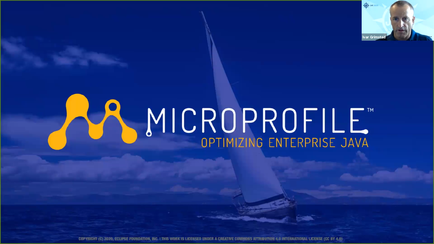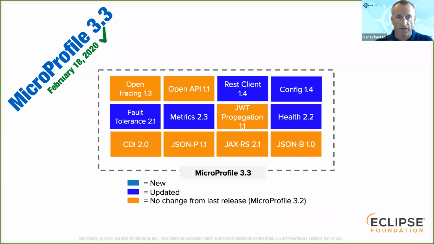This talk is about MicroProfile. MicroProfile is a set of APIs that builds on top of Java EE technologies. The Java EE technologies that MicroProfile builds on are CDI, JSON-P, JAX-RS, and JSON-B. And this is basically what you need to create a simple REST endpoint.